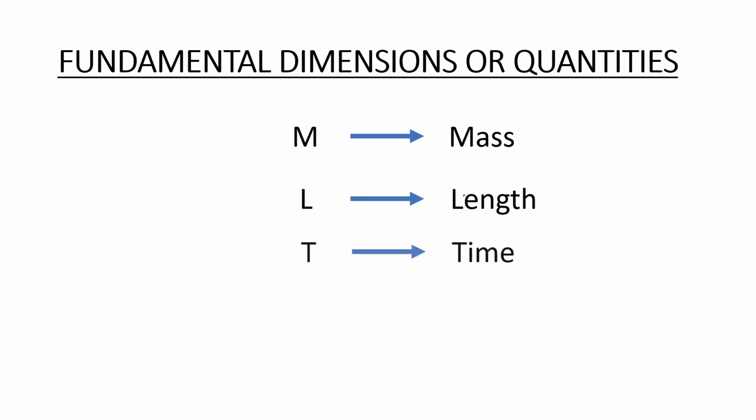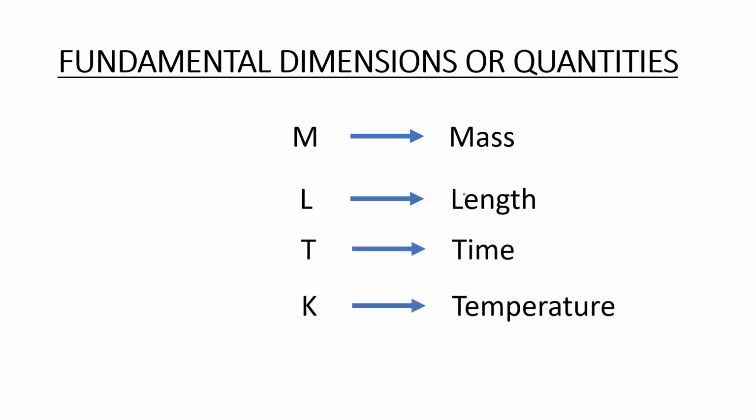Now let us see what the fundamental dimensions of quantities are. The first one is mass. Then we have length. Then you have time. In some cases, if temperature is involved, you can use an additional fundamental dimension. Usually there are three fundamental dimensions if there is no heat transfer. So in the case of an experiment involving heat transfer, you need an additional fundamental dimension, that is temperature. You will use K for that.